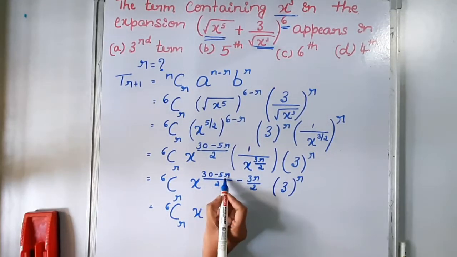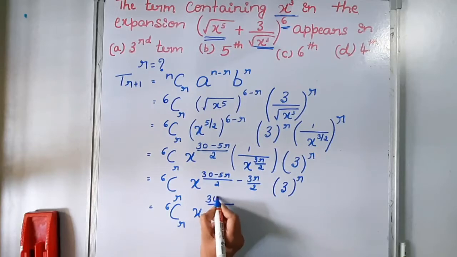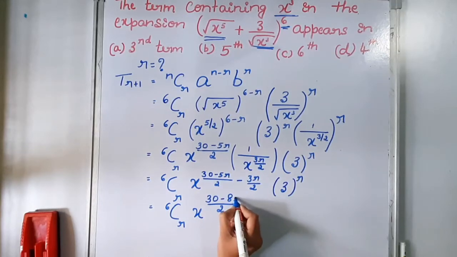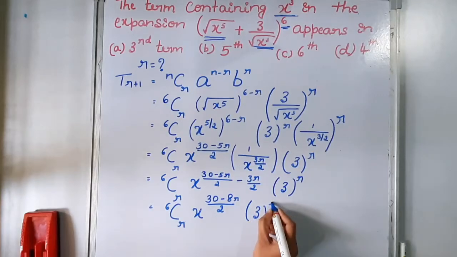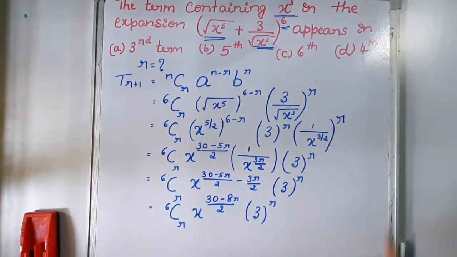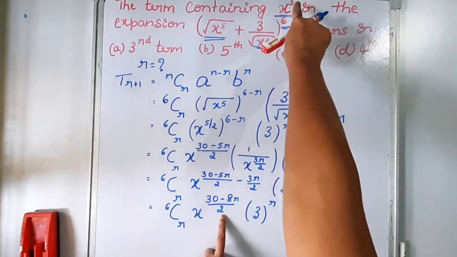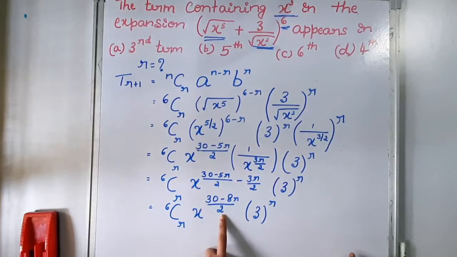So 30 minus 5r minus 3r will be 30 minus 8r, right? And into 3 to the power r. Now what we can do here? We need the term in x cube. So this (30 minus 8r) divided by 2 should be equal to 3, so that we'll get the value of r, right?